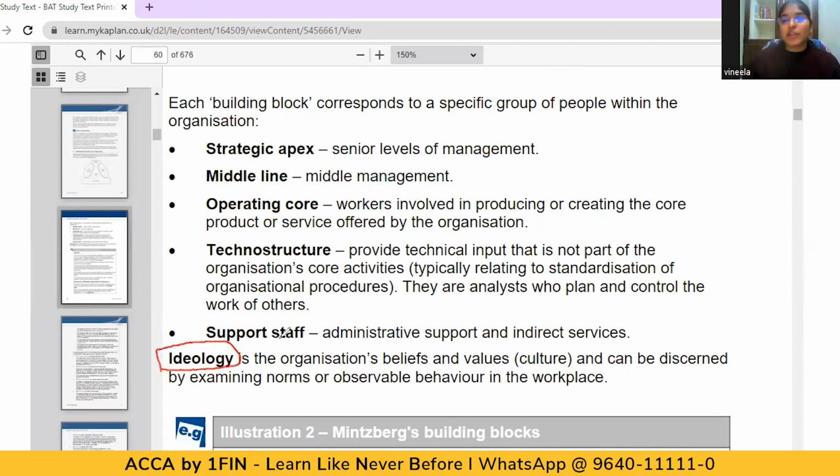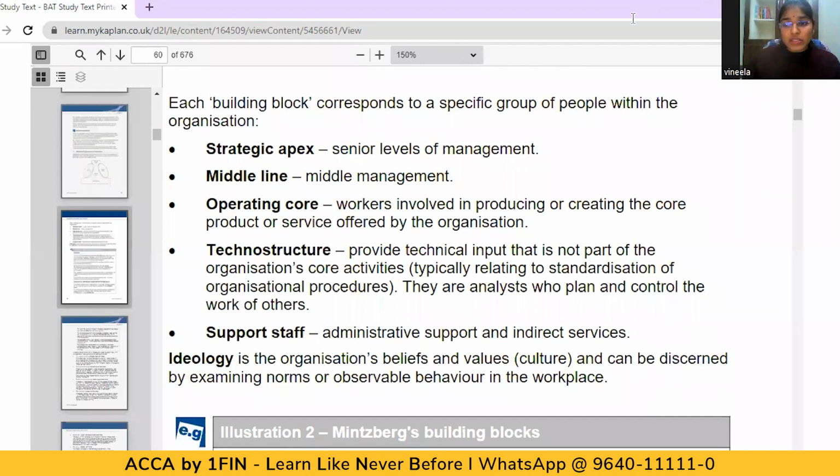Every organization will have an ideology. Because of that ideology, the organization will run, to achieve that ideology. If this ideology is at the top of the organization, then generally you will call it a missionary type of culture. We'll go further when I discuss ideology, and I'll explain missionary in depth. For the time being, understand that along with these building blocks, every organization will have an ideology behind it. That is nothing but the beliefs and values, their culture, ethics, morals, and the norms they have in their workplace.